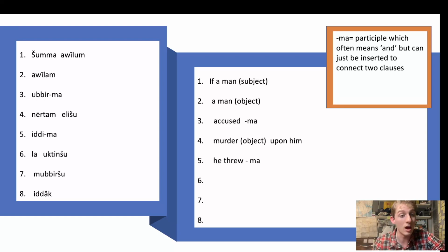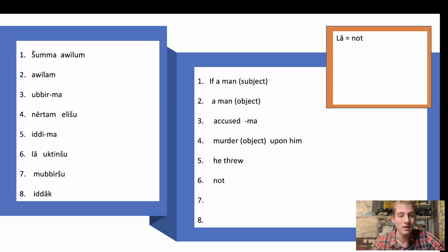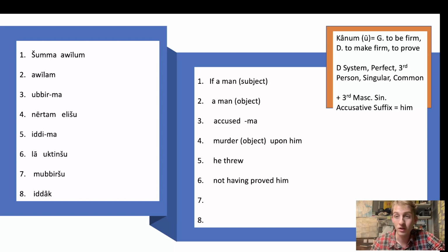And on line 6 we have la uktinshu. So la means not, and it's going to usually function as a negation which precedes a verb. Our verb here is uktinshu, which comes from kanum. So kanum is a second weak verb, and we can tell by this circumflex over the first vowel. And in the G system, it means to be firm. So with the D system meaning to make, the G meaning, it's to make firm, or more literally to prove. And based off this T and this U, we know that this is going to be the D system perfect third person singular common.